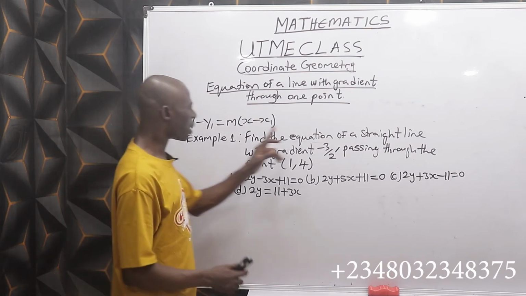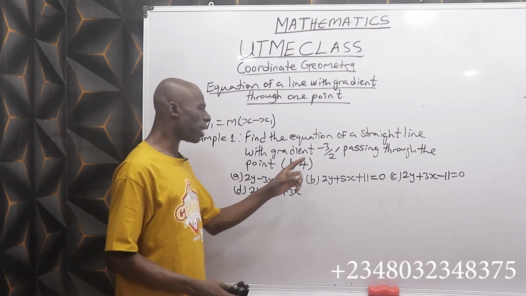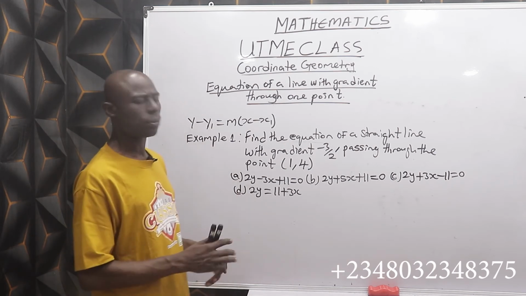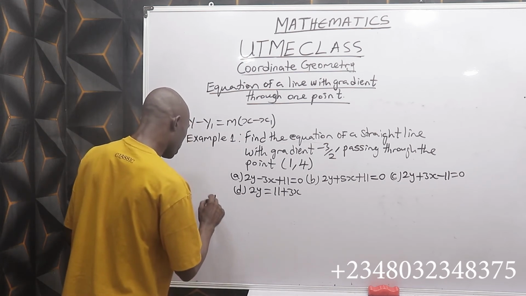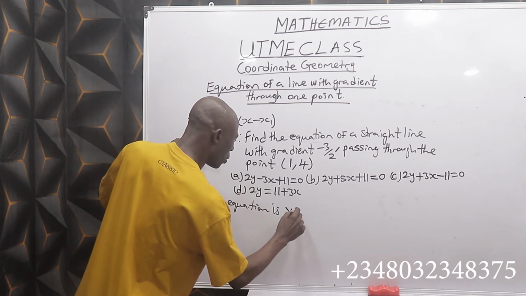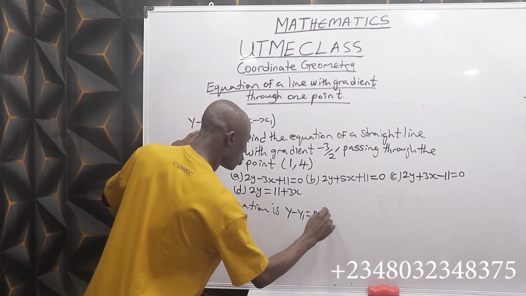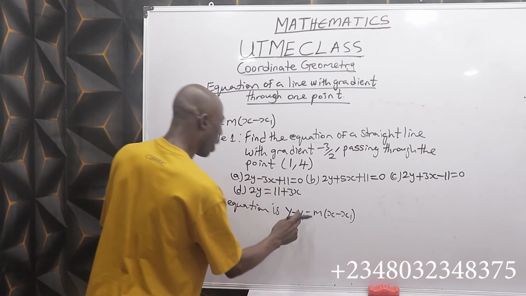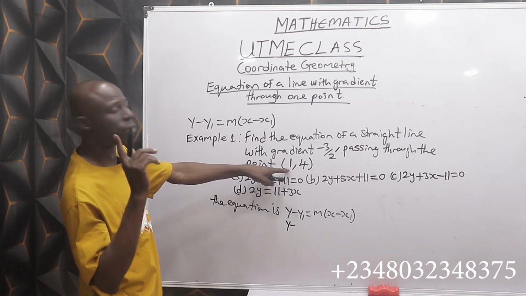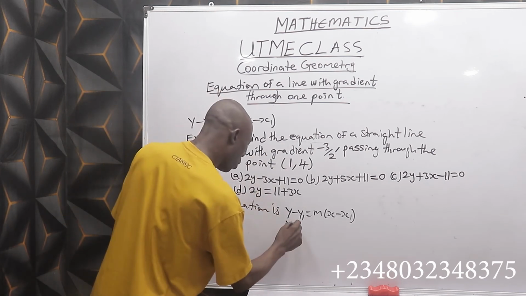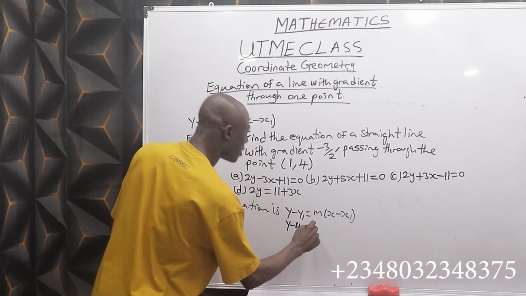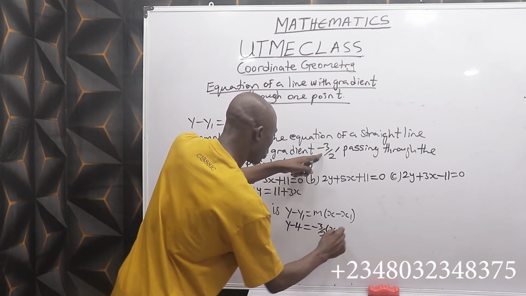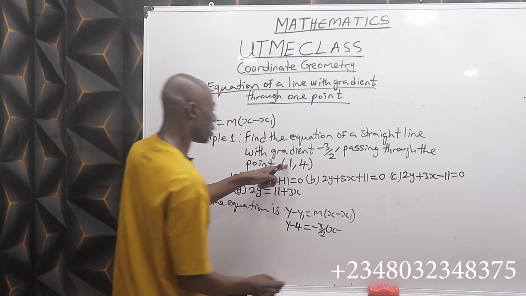Example 1. Find the equation of a straight line with gradient negative 3 over 2 passing through the point 1, 4. The equation is, we use the formula, y minus y1 equals m into x minus x1. Don't forget, our y1 is in the only 1 point given to us. You know, this is x1, this is y1. Our y1 is 4. Our gradient is given negative 3 over 2 into x minus x1. Our x1 is 1.